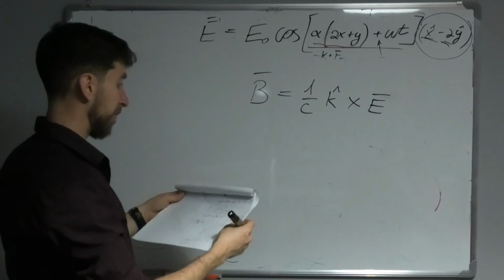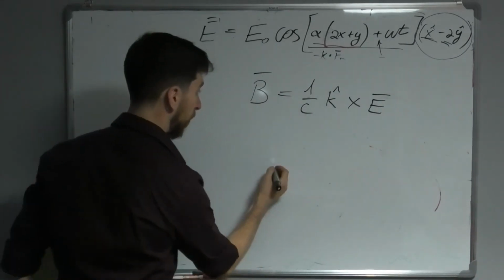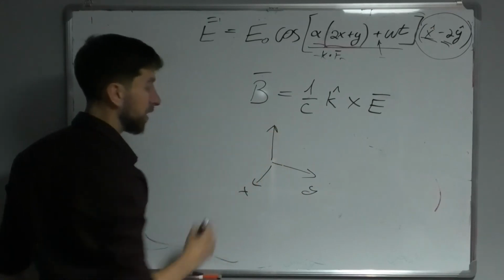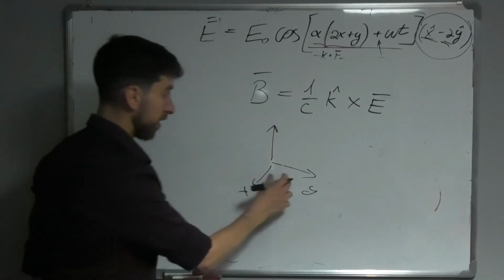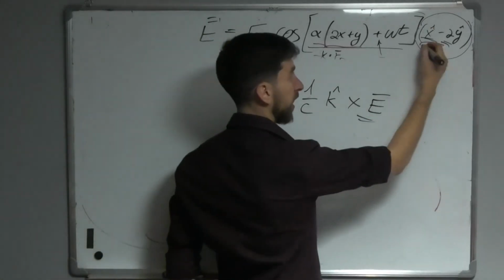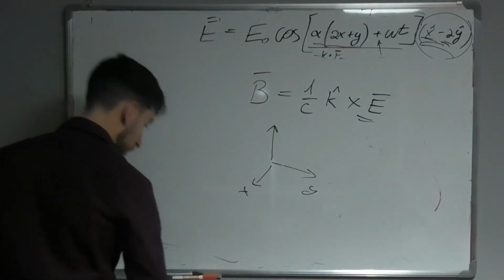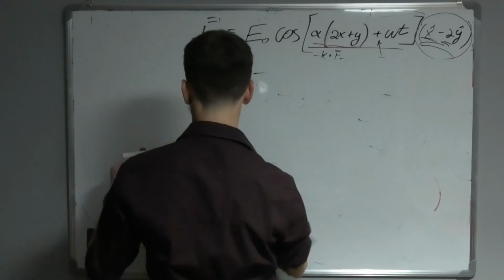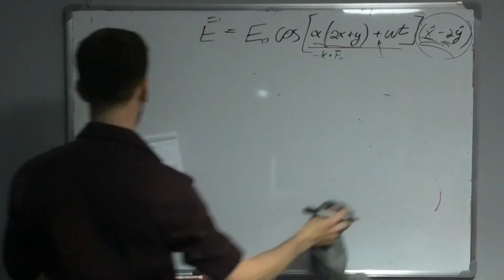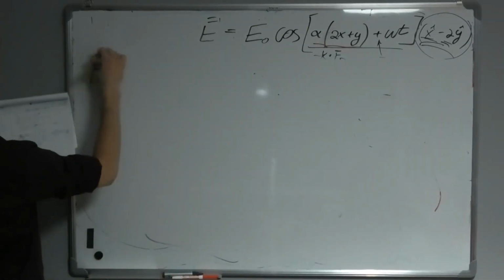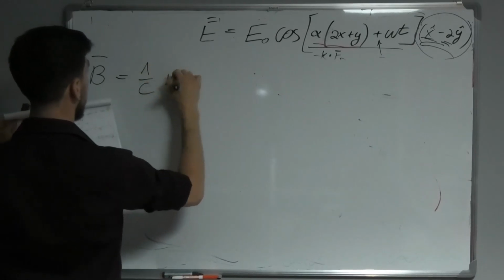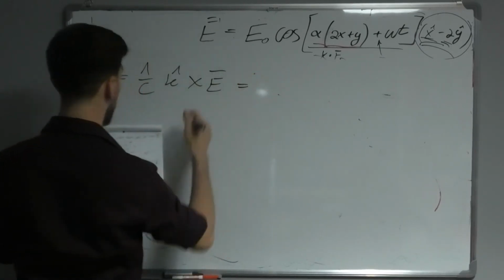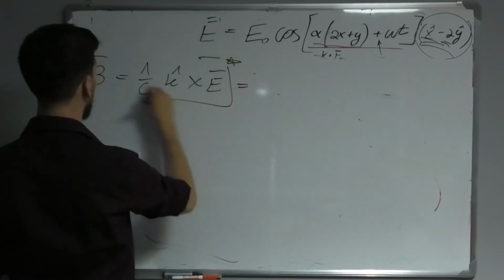So if I do the cross, always when you do a cross, this is x, y, you're going to get the perpendicular result to both of them, also in a general case like this. So that's all I need to do. So let's do it. Let's write from the beginning. B equals 1 over c, k hat, cross E vector. This is really important. Let's give it a star.